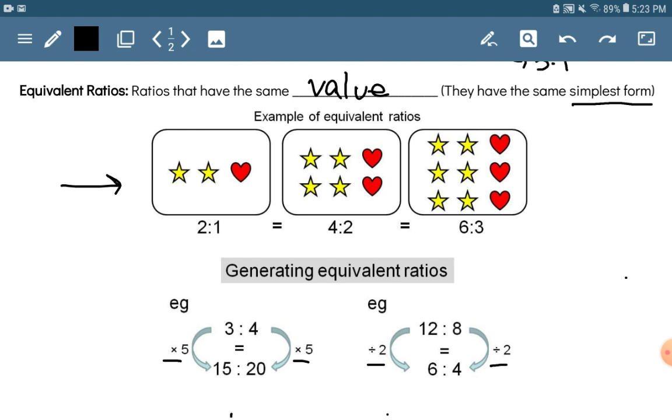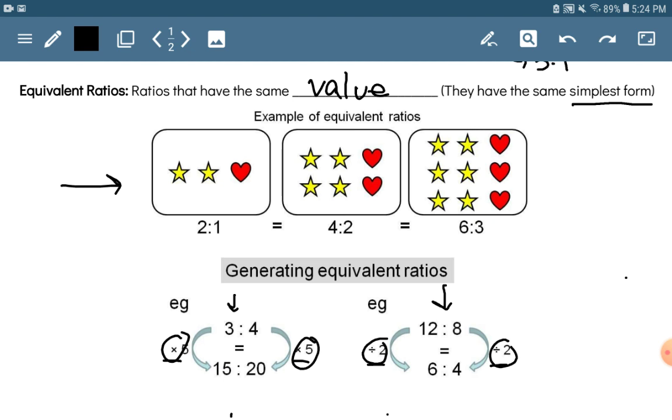If we were to look at these examples below, the 3 to 4, we can make that an equivalent ratio by multiplying by 5 on both sides. This times 5 and this times 5. As long as you are multiplying or dividing by the same number on both sides, you will generate an equivalent ratio. Similarly with this example, 12 to 8, if you were to divide by 2 on both sides, you're going to get an equivalent ratio of 6 to 4.